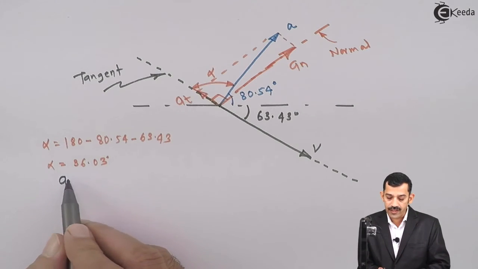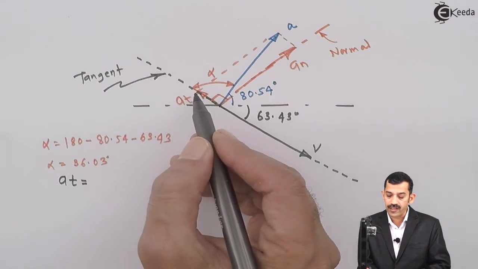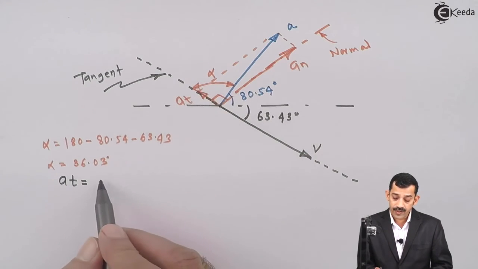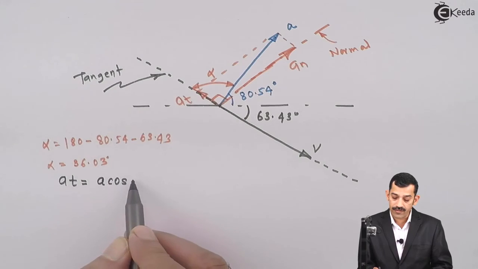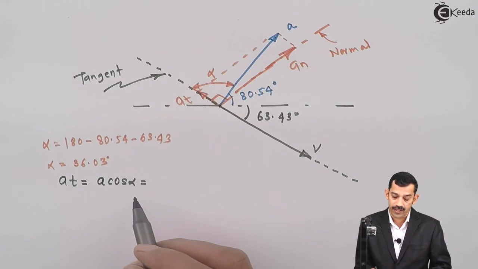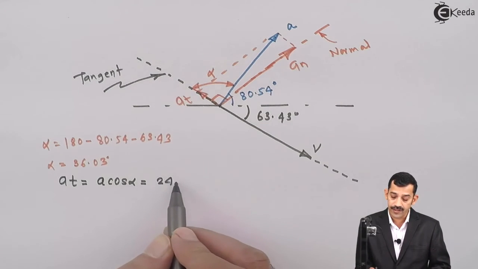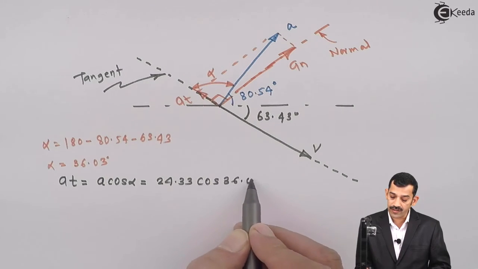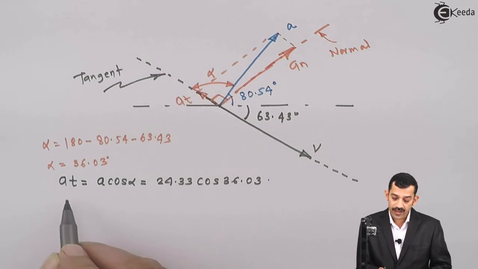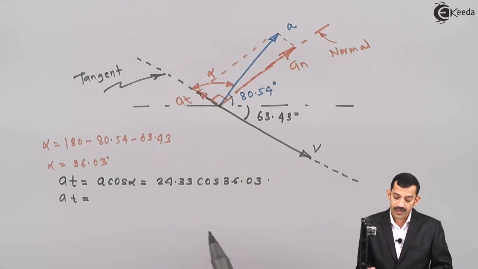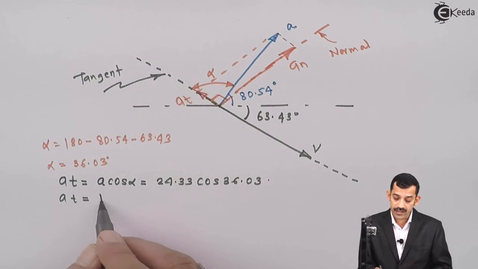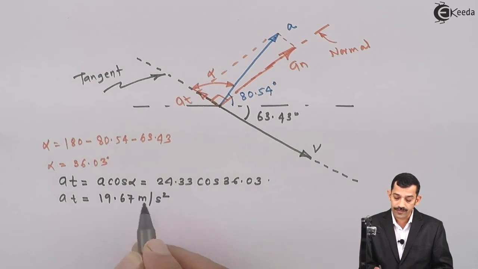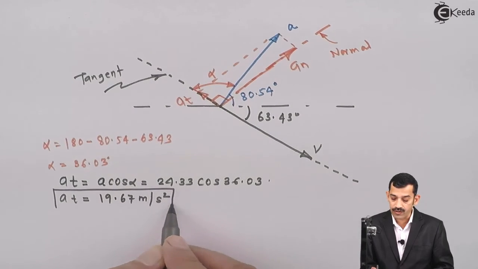This component of acceleration along tangent is represented here as AT. Now this angle is alpha. That means it is A cos alpha, so resultant acceleration into cos alpha. Resultant acceleration, already calculated, is 24.33, and cos of angle 36.03. Therefore the tangential component of acceleration, using calculator, comes out to be 19.67 meters per second square. So this is your first answer, tangential component of acceleration.